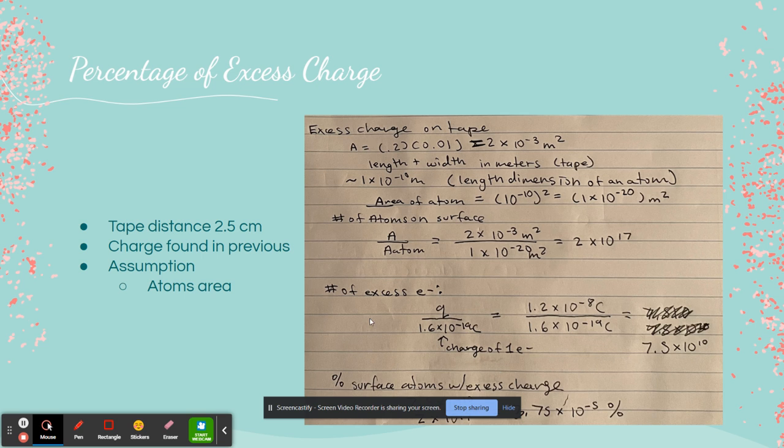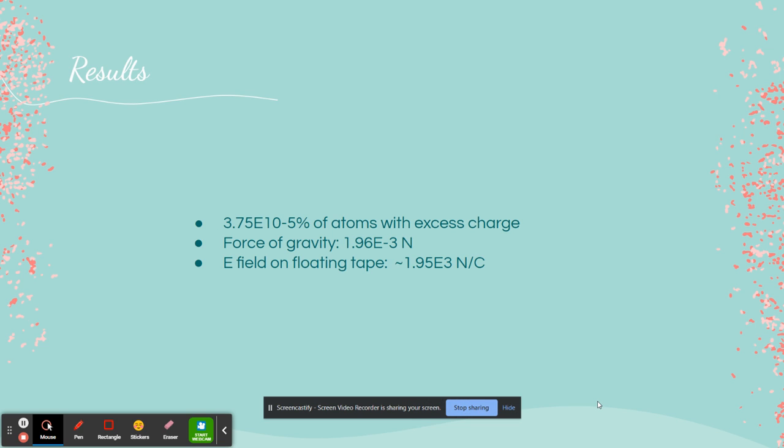Then we found the excess charge on the tape by taking the area of the tape and using the length dimension of an atom to find the area of an atom, assuming that the atom takes up that whole space. We divided the area of the tape by the area of an atom to find the total atoms on the tape, used the charge found previously to find the total electrons, and divided that by the total atoms to find the percentage of atoms with excess charge.